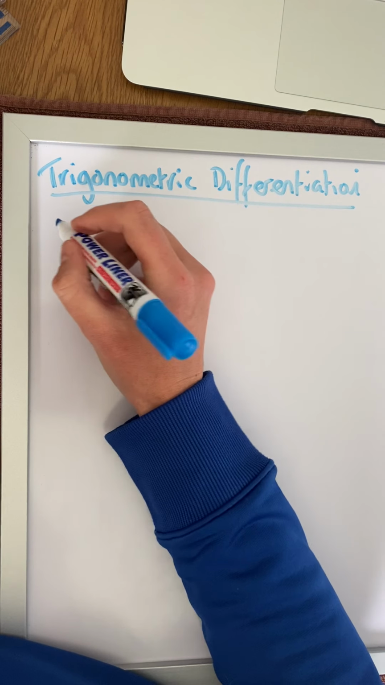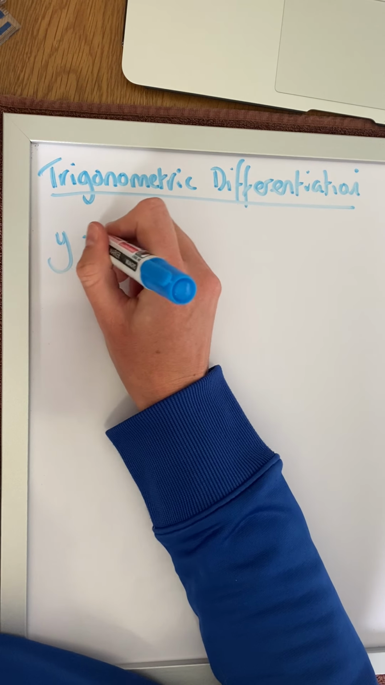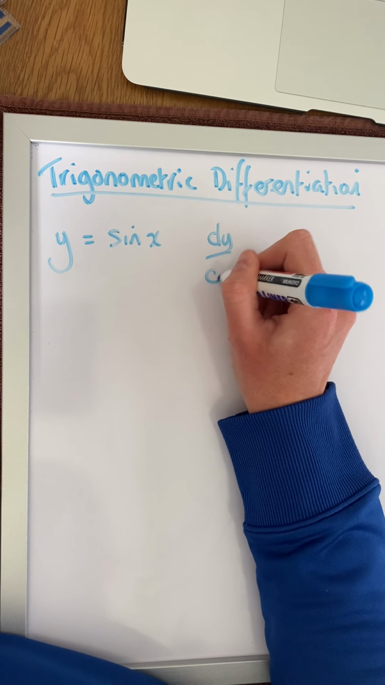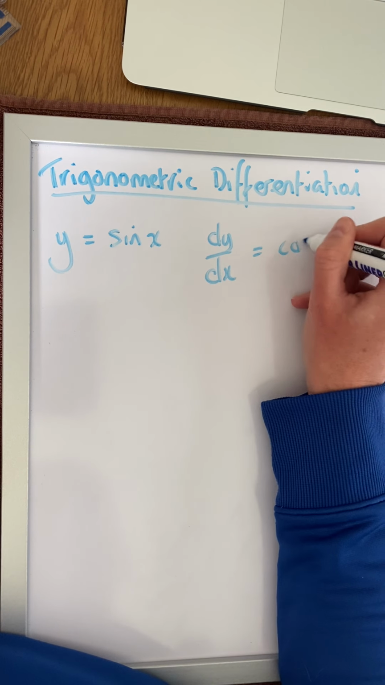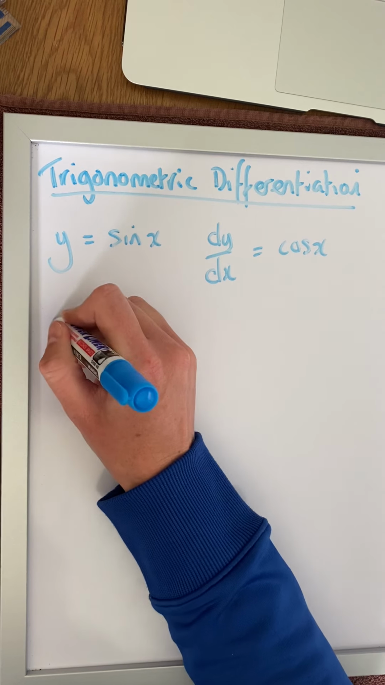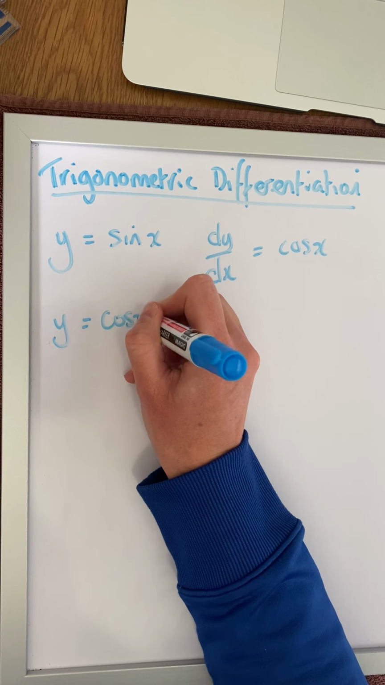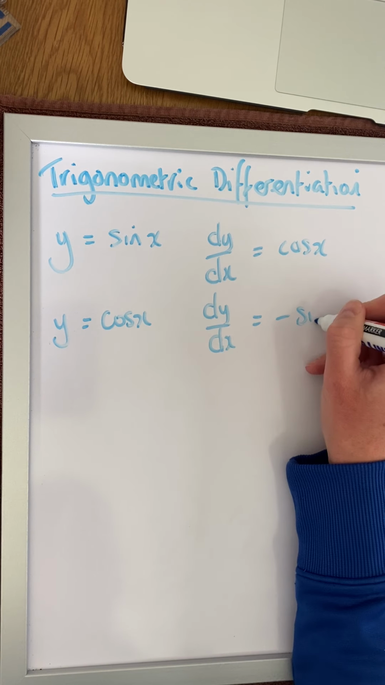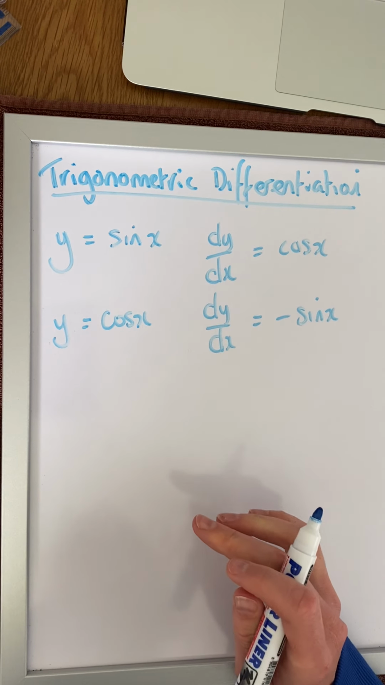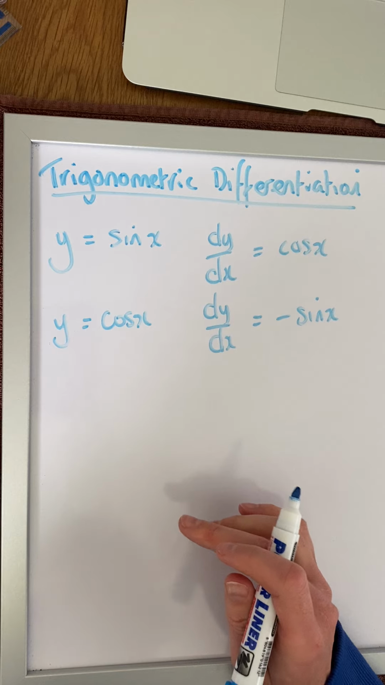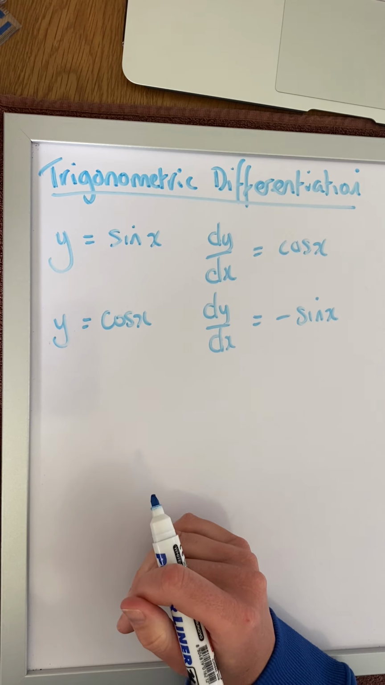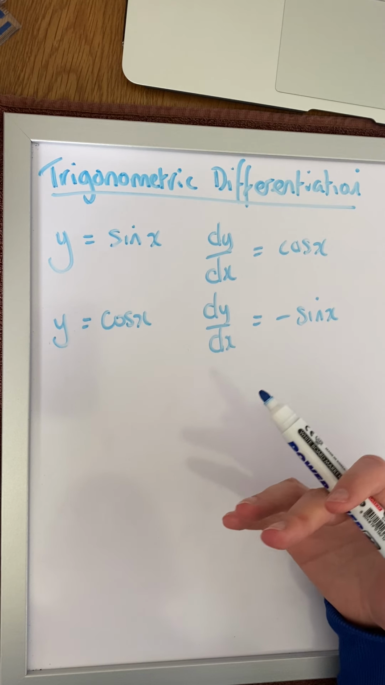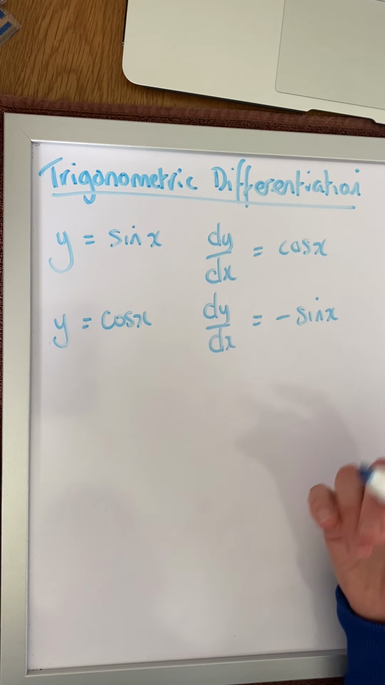So our basic rules for, first of all, where we have the function y is equal to sine x, the derivative dy/dx is equal to cos x. And where we have y is equal to cos x, the derivative is minus sine x. Those rules can be found on page 25. You don't have to learn them off, and they'll be in the log tables for you. So what we need to look at is when the trigonometric differentiation becomes a little bit more complicated.